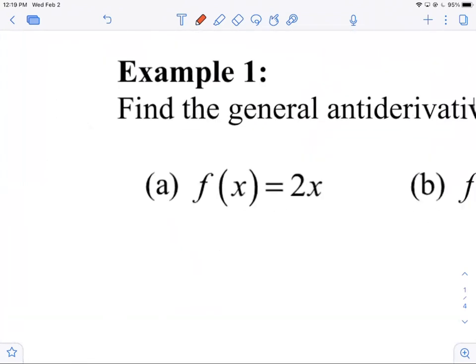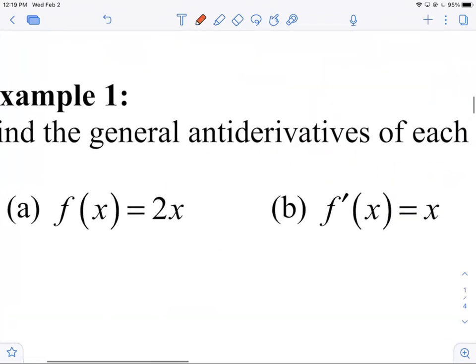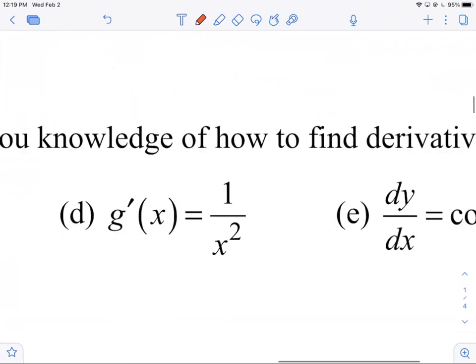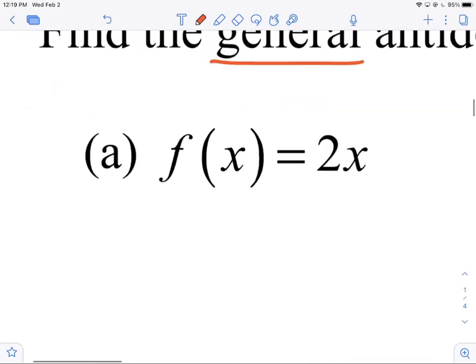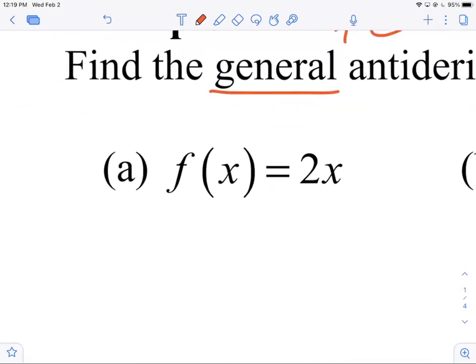Okay, so let's try this out. Example 1, we're going to find the general antiderivative. General means, again, plus C for each of the following using your knowledge of how to find derivatives. If you don't have your derivatives memorized, going backwards is going to be impossible, right? Impossible, really. Okay, now we're going to practice 2 things here. We're going to practice not only finding the antiderivative of the expressions, but we're going to practice the notation as well, okay? So on part A, we have little f of x equals 2x.